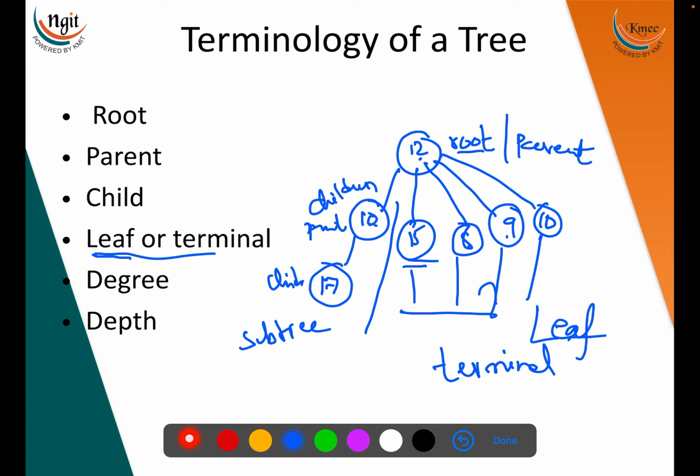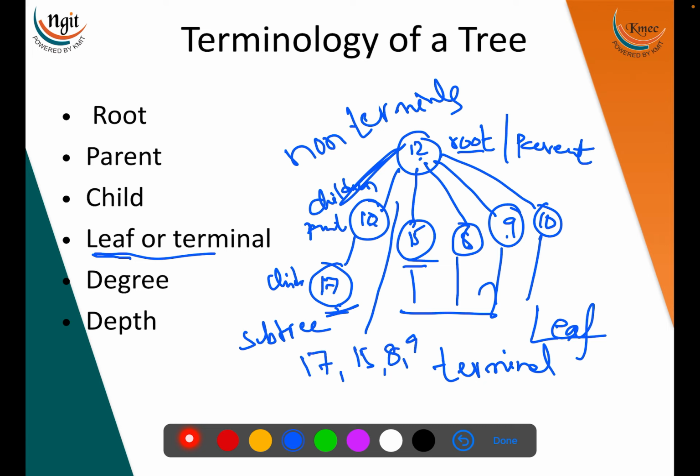Now what about 12 and 10? These two nodes are called non-terminals. And 17 is also a leaf node. So the leaf nodes of this tree are 17, 15, 8, 9, 10. What do you mean by a leaf node? It is not having any children. A non-terminal is a node which has children.